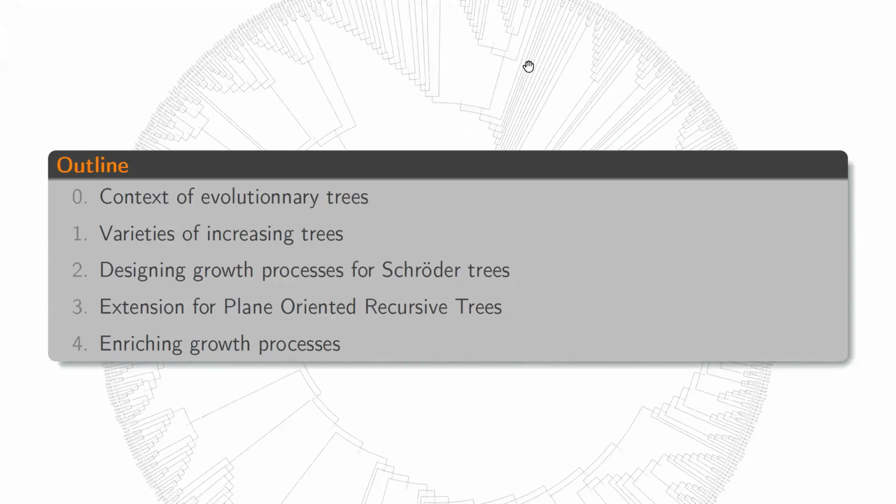So now I will just recall some history, evolutionary trees, and what we are able to do with analytic combinatorics. And then I will go back to varieties of increasing trees that we now know well, how to describe and how to analyze them. And after all, I will define some kind of growth processes in order to build evolutionary trees. And I will use three parts of my talk in order to enrich these growth processes and to develop the deepest model that I can develop.